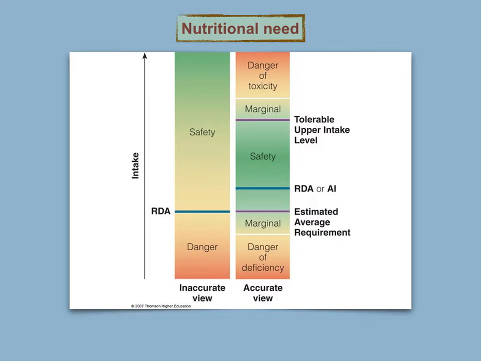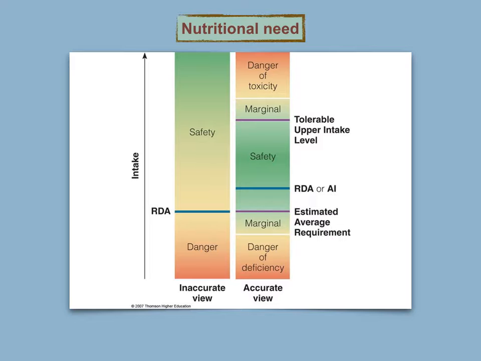Let's review this graph. There are 2 bar graphs. On the left side, the bar graph shows an inaccurate view, which the general public usually considers for the food that we consume: safe or dangerous.